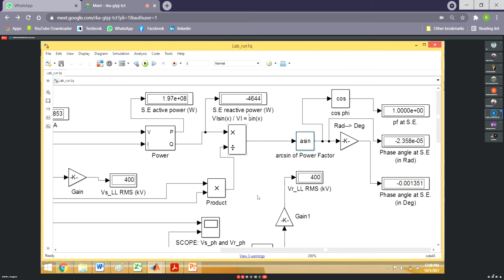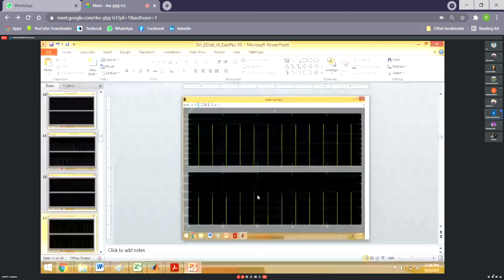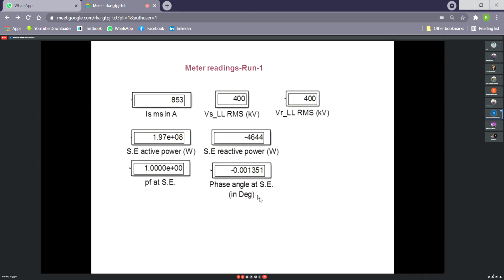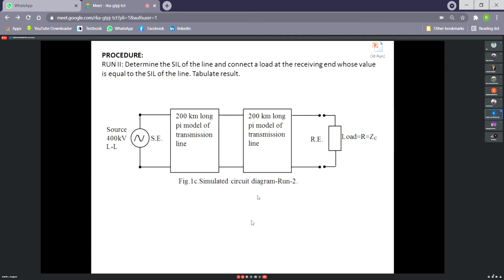If I do not put this meter, because in practical cases there is no reactive power meter. We get only active power meter along with the phase angle meter. In phase angle, there is a scope to feed voltage and current. From there, we can get the phase angle. But in this Simulink, we can get anything. Anyway, so these are the meter readings. I think this is not required. You have already copied. The next one, determine the SIL of the line.